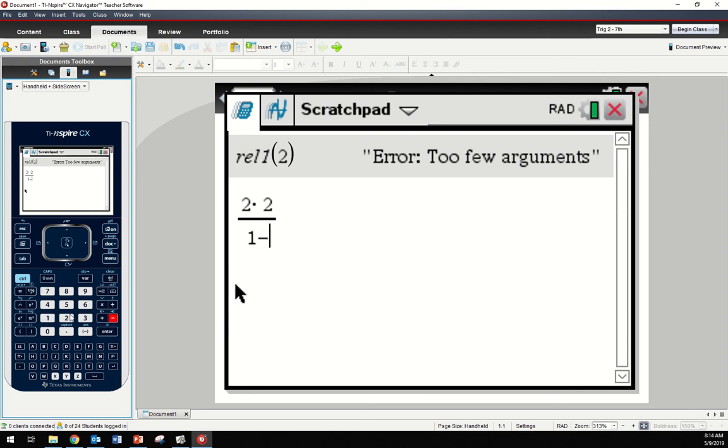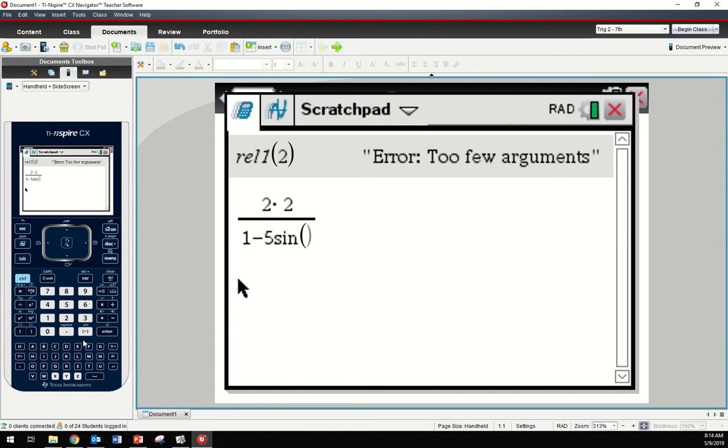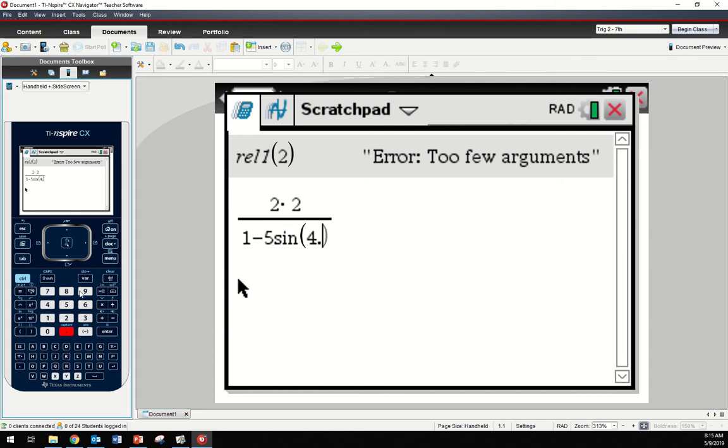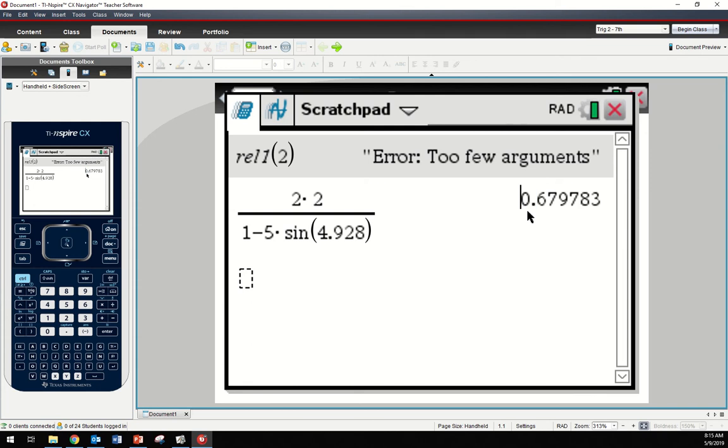1 minus 5 sine of my y value, which was 4.928 right there. So my slope is going to be here. This is my slope now. So it's going to be, because we round, the 7 is going to make the 9 become a 10. So it's going to be 0.680.